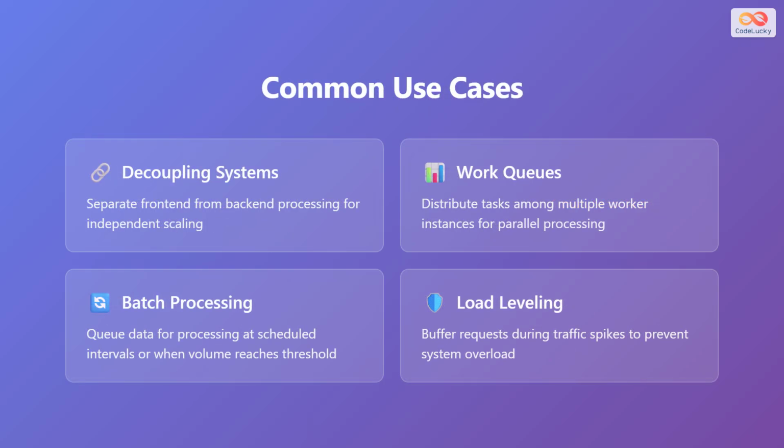SQS is ideal for several common scenarios. You can use it for decoupling systems, separating your front-end from back-end processing so each can scale independently. It's perfect for implementing work queues, distributing tasks among multiple worker instances for parallel processing. SQS excels at batch processing, queuing data to be processed at scheduled intervals or when a certain volume is reached. It's also valuable for load leveling, buffering incoming requests during traffic spikes to prevent your system from being overwhelmed.